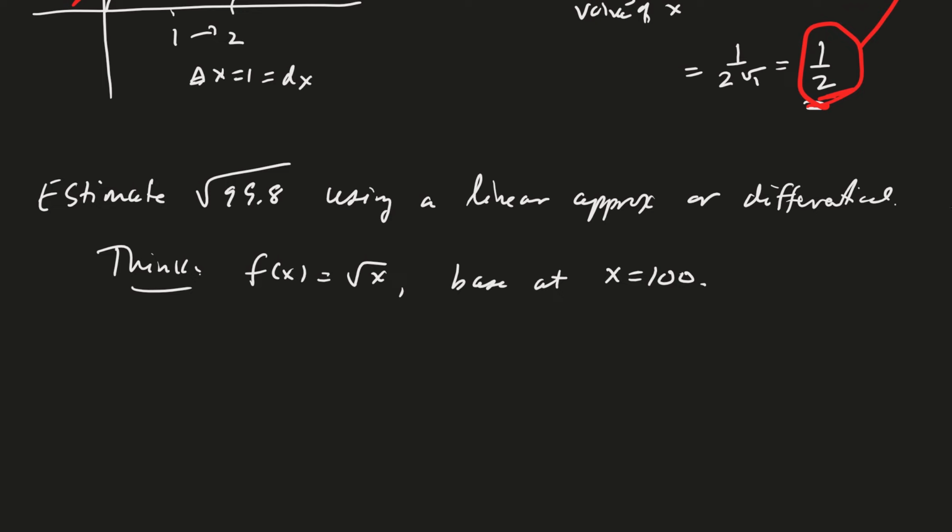And so if we do that, what is our dx going to be, or our delta x? Did you say minus 0.2? If you did, you were right on. Good. So let's try both of these approximations. And so one is the linear approximation.